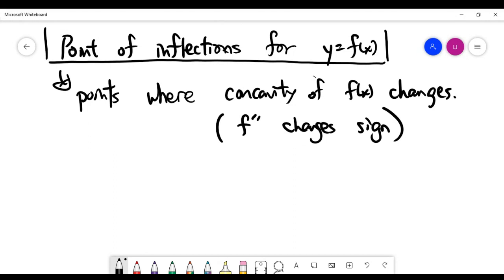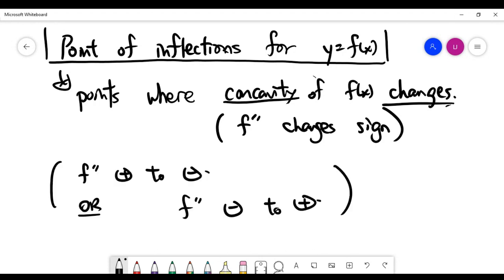that when the f double prime has positive sign, the f of x is concave up. When f double prime has the negative sign, the f of x is concave down. So concavity changes means basically the f of x changes its shape, maybe from concave up to concave down, or from concave down to concave up. Mathematically speaking, we need to check the sign of f double prime. Of course there are two possibilities here: it's either from positive to negative or negative to positive for the f double prime.